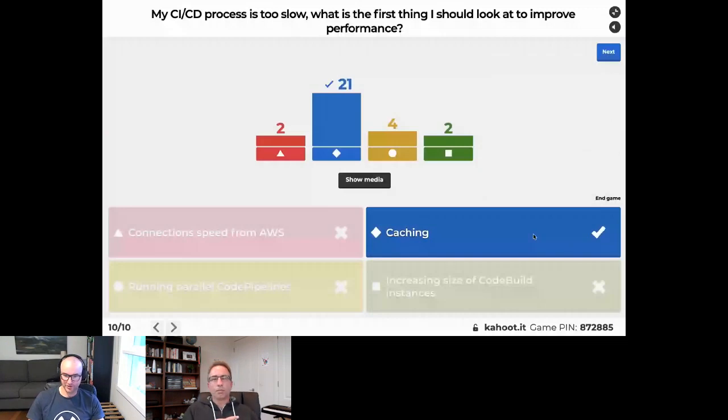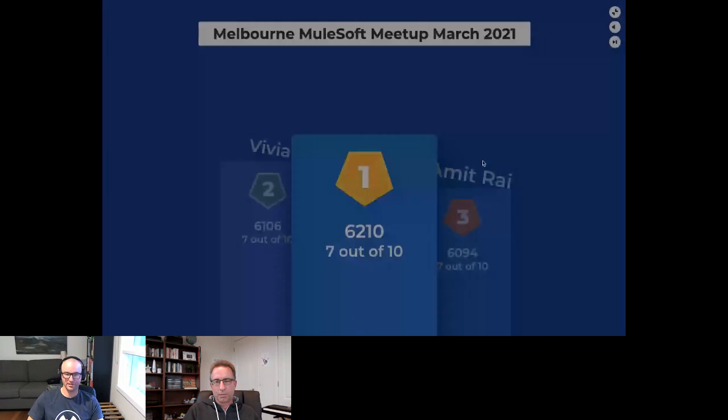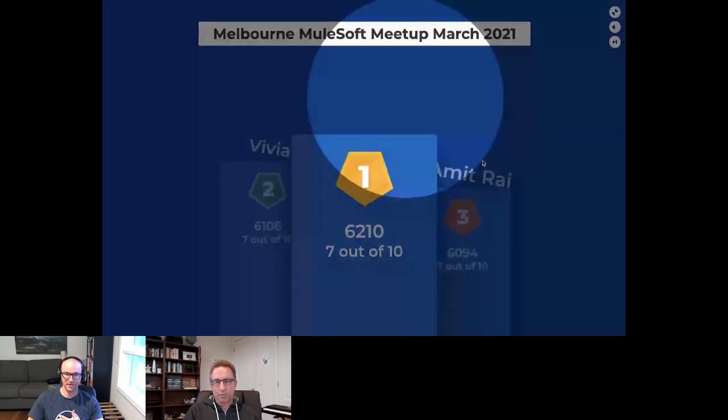All right, the moment of truth, everyone. Here we go. Podium finish time. In 3rd place, Amit Ray, well done. 7 out of 10. Vivian as well. And the quickest fingers on top, number 1 is Kunal Kapoor. Congratulations. So well done to everyone.